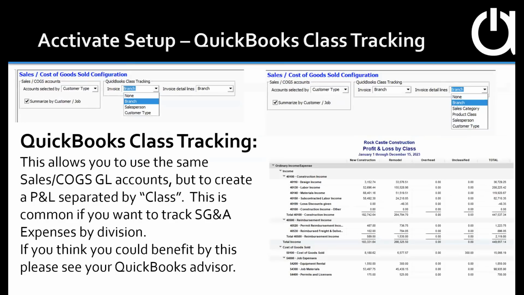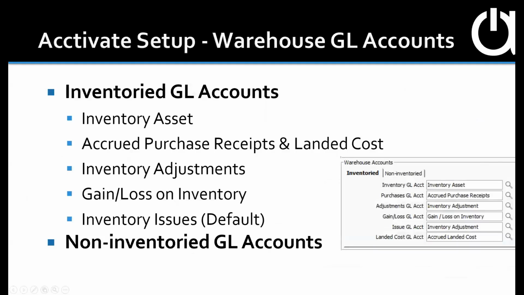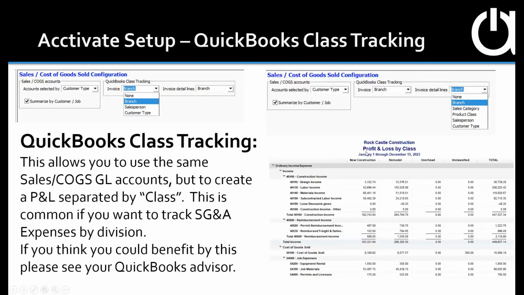The next option is we're going to talk a little bit about QuickBooks class tracking. If you see this, you can pick your sales and COGS accounts, and we went through them. If you want to do QuickBooks class tracking, what it does is show you horizontally across the top the different lines of business, with the same income and expense accounts, but it just separates them for me.